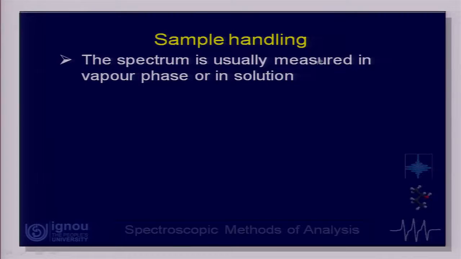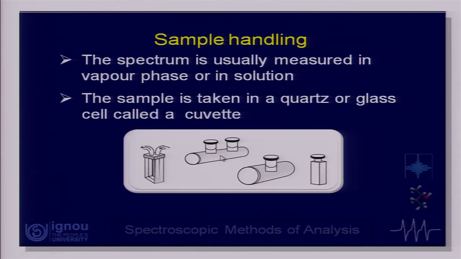This is a very crucial thing, because when I am going to make a measurement, as I said earlier, we have a radiation, and after suitable selection it has to fall onto the sample. So, we need some device to hold the sample, and typically for UV visible spectrometry, the sample is usually measured in vapor phase or in solution, very often in solution, but sometimes we even use vapor phase. For that, the sample, whether a solution or a neat liquid or vapors, is taken into some kind of a container.